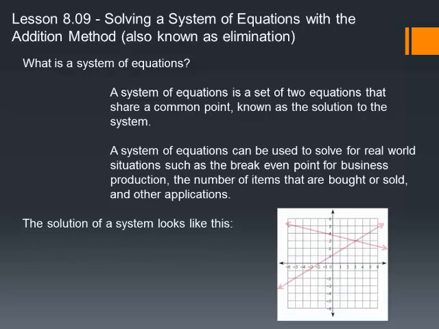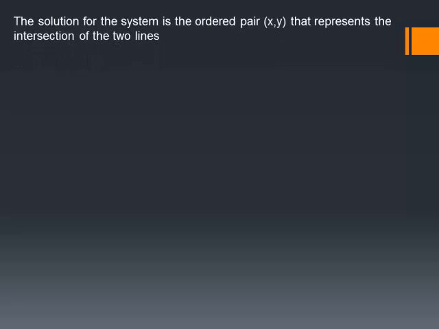And the solution to the system looks like this. So when you have a system of equations, you have two lines, and where the two lines cross, they meet at a point, and that point is the solution. The solution for the system is an ordered pair that represents that point.